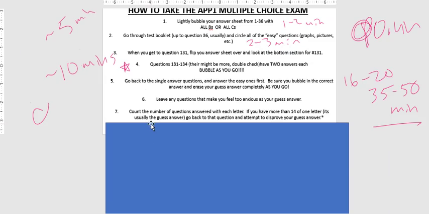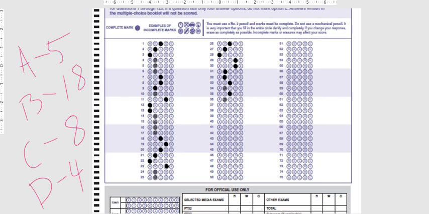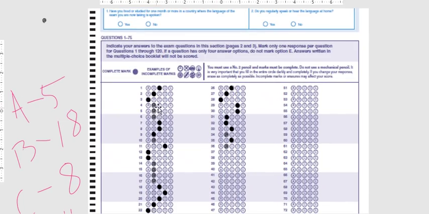Okay, so this is if it's a 36 question test. If you have more than 14 of one letter, it's usually your guess answer. Go back to that question and attempt to disprove your guess answer. So right here, B's, I would just start going in and you kind of zoom in. You should be able to tell which ones were legitimately B's, like you knew that was the answer, and which one you just guessed.